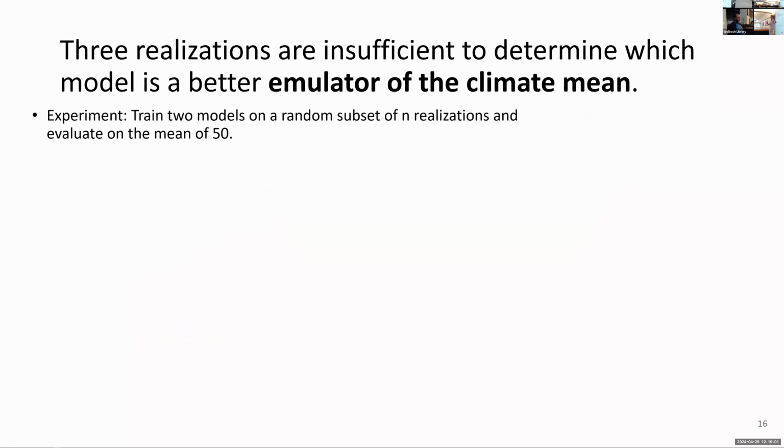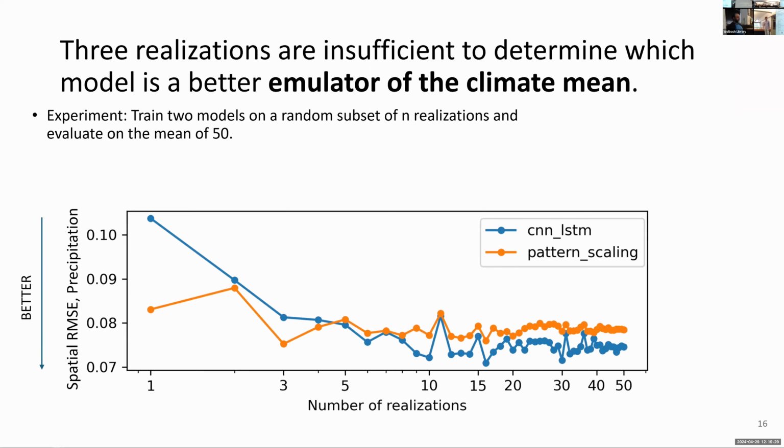We trained the pattern scaling and the CNN LSTM on a random subset of n realizations and evaluated on the mean of the 50. So we now have 50 realizations. We take three realizations, we calculate the mean, and we train the models on that, and we evaluate on the mean of 50, assuming that the mean of 50 is the ground truth climate mean.